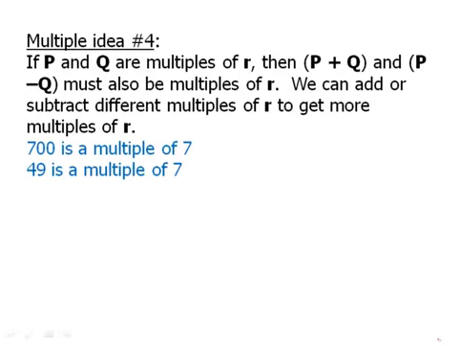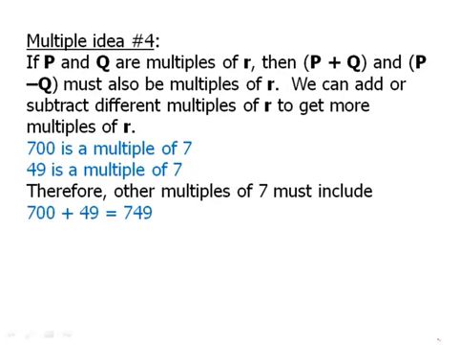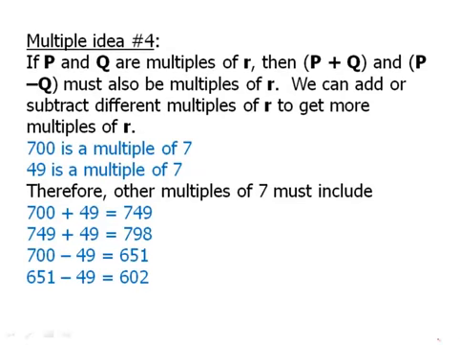So let's look at these two. Obviously 700 is a multiple of 7. Obviously 49 is a multiple of 7. We can generate other multiples of 7, and they must include 700 plus 49, which is 749. We could add 49 again, get 798. That has to be a multiple of 7. We could also subtract 700 minus 49, get 651. We could subtract 49 again, 602. All of those must be multiples of 7.